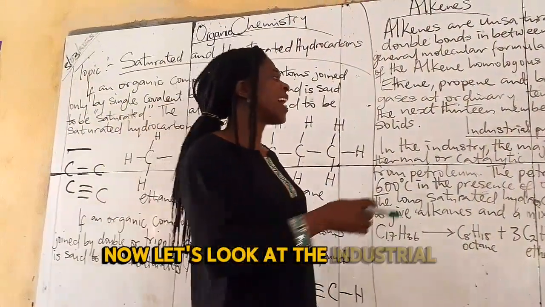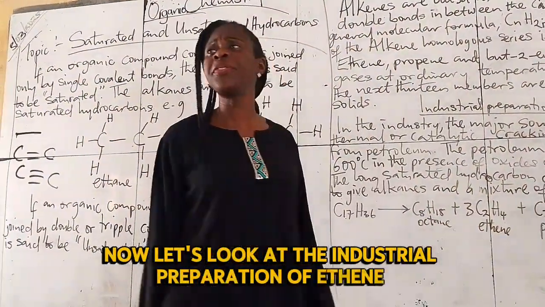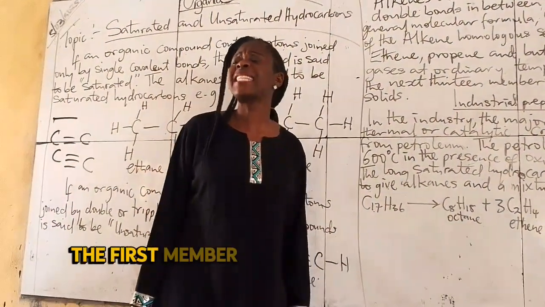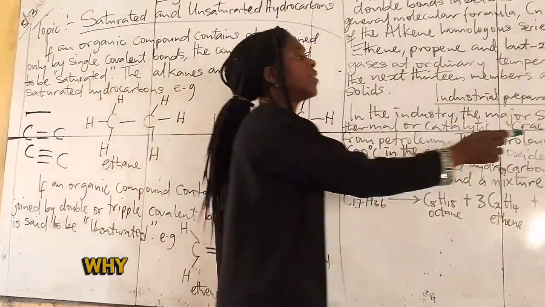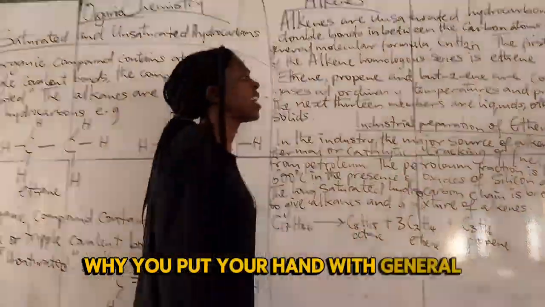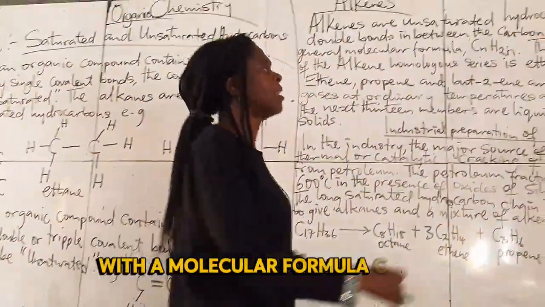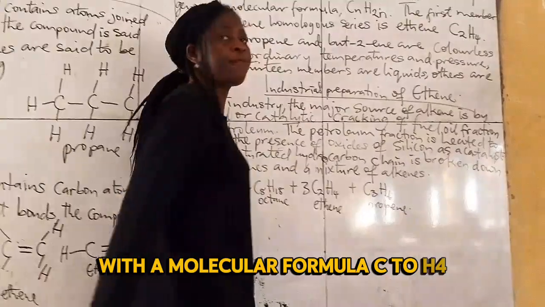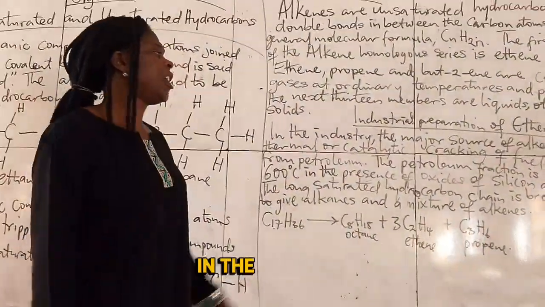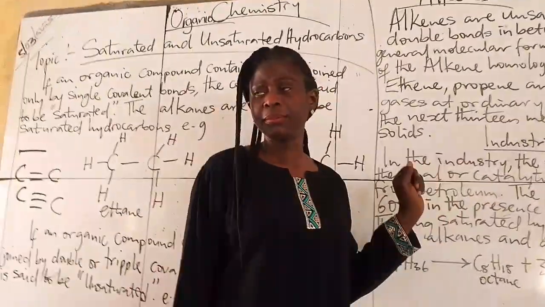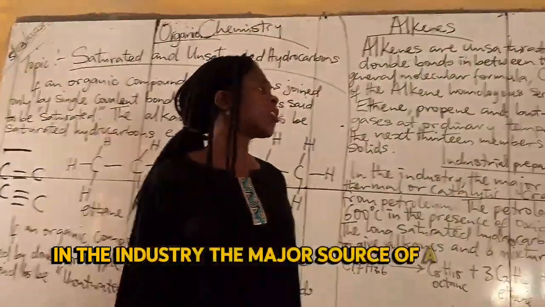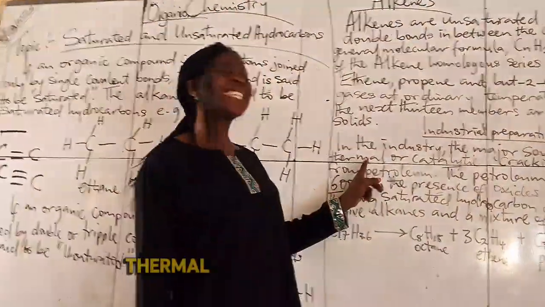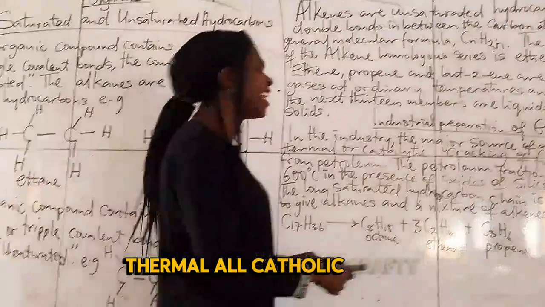Now let's look at the industrial preparation of ethene. The first member of the alkene homologous series is ethene, with a molecular formula C2H4. In the industry, the major source of alkene is by thermal or catalytic cracking.